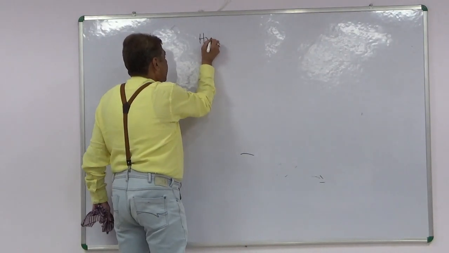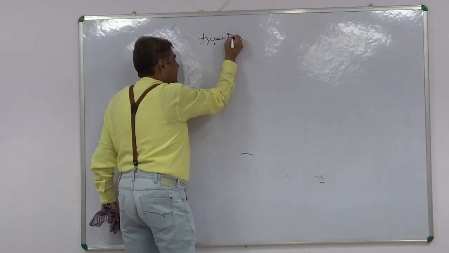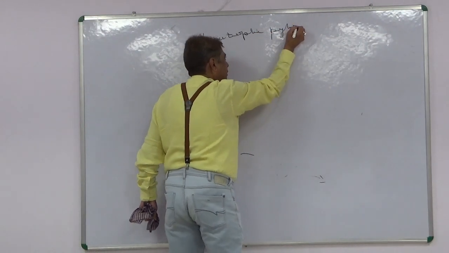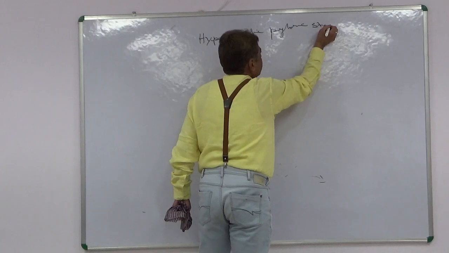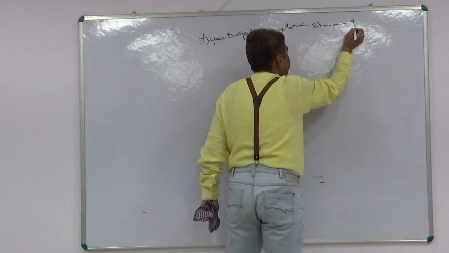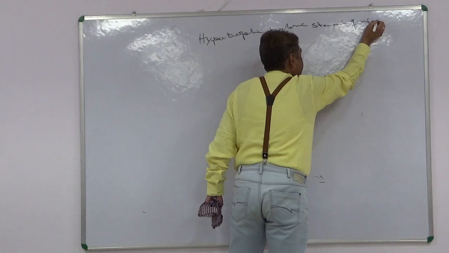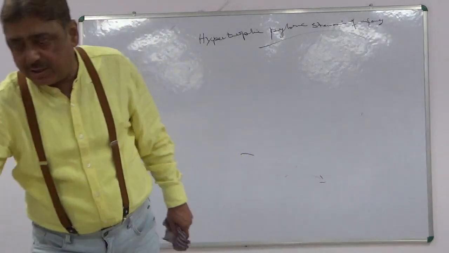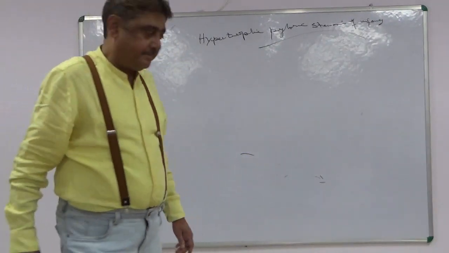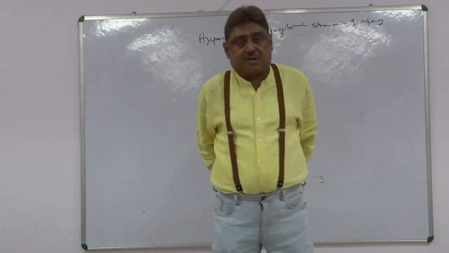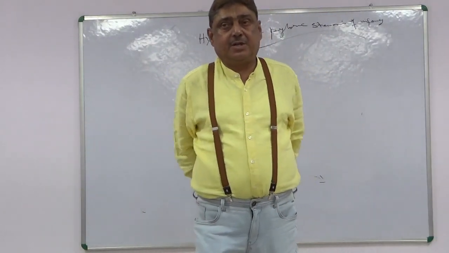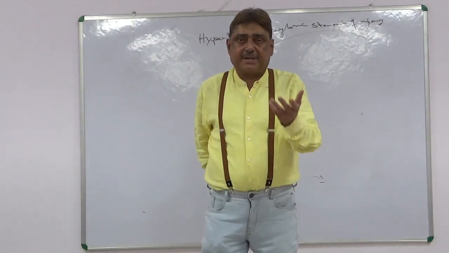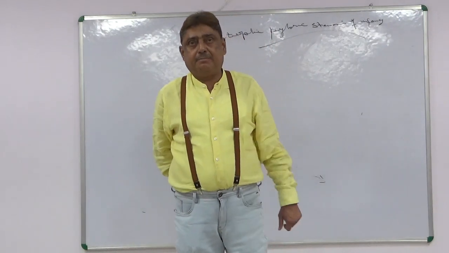hypertrophic pyloric stenosis of infancy. This is the first thing we should know about in stomach. This was initially called congenital hypertrophic pyloric stenosis. What happens here in this disease is, of course, the name is suggestive. It happens in infant, newborn.